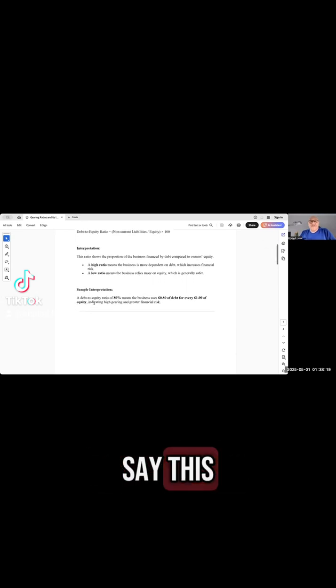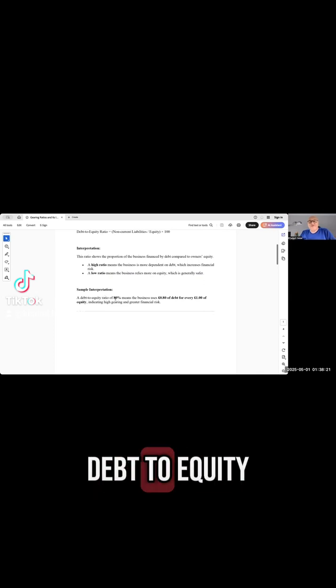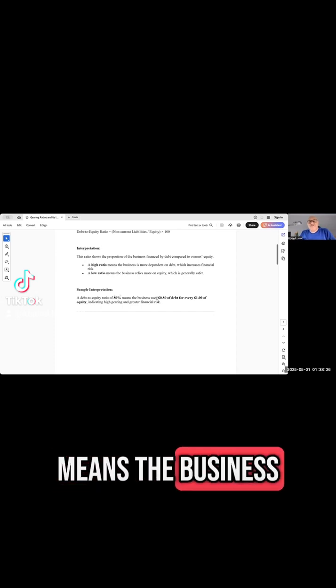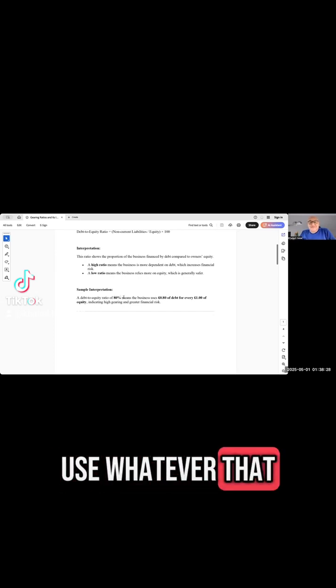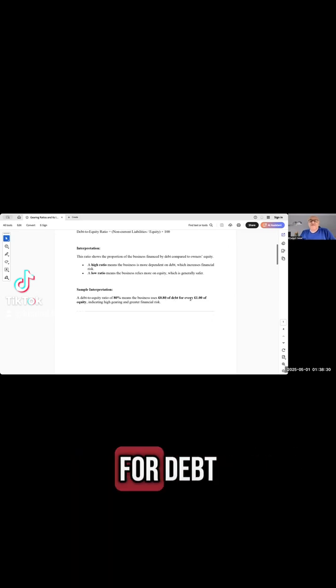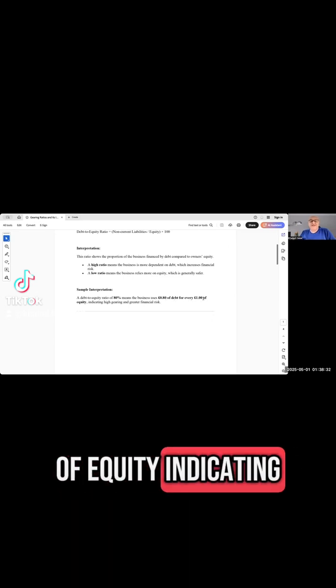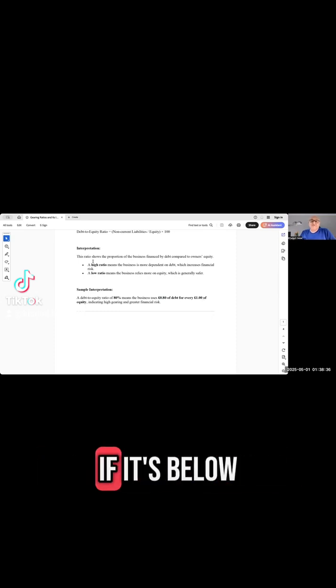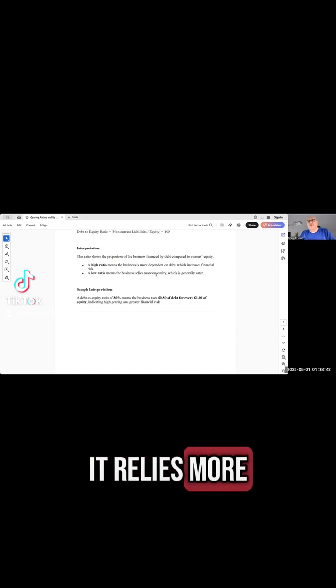You say this, number one, you say this: debt to equity ratio of 50% or above means the business uses whatever debt percentage you've got for debt for every dollar of equity, indicating high gearing, greater financial risk. If it's below 50%, you will write low ratio, which means it relies more on the equity, not on the debt, which is generally safer.